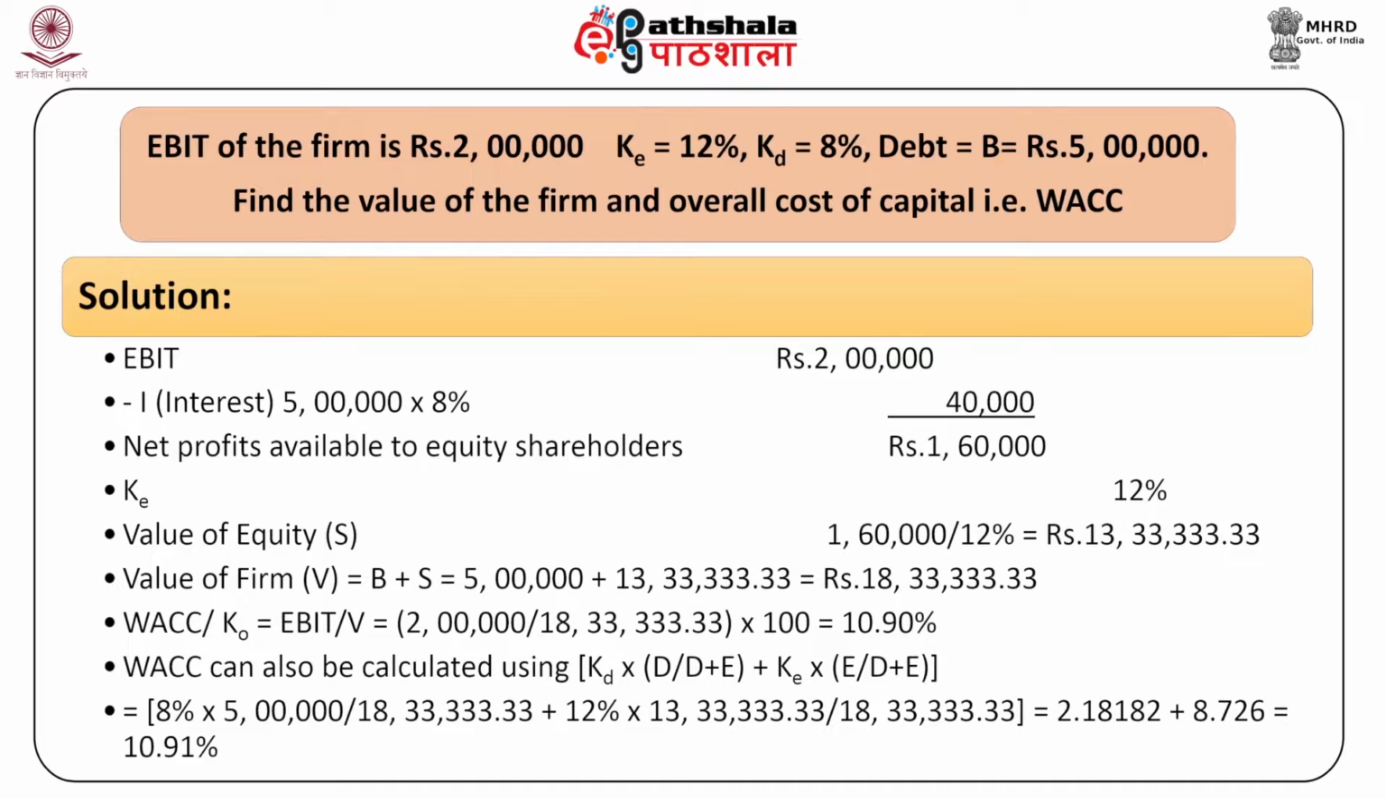EBIT is equal to rupees 2 lakhs. Now deduct interest from there. On 5 lakhs at 8% rate of interest, the amount comes to 40,000. So net profits available to equity shareholders is equal to 1,60,000. Since KE is 12%, the value of equity S is 1,60,000 divided by 12%.